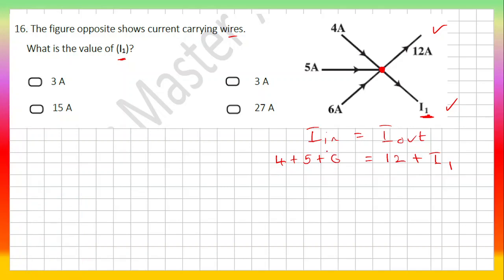Okay, so what is the sum of the currents entering the junction? If you add this, you get 15 amperes from this side. Then this side we still have 12 plus I1. So what do you add to 12 to get 15? It's 3. Or you can say 12 will cross to this side, it will be minus. So I1 will be 15 minus 12. So you end up with I1 being 3 amperes. So where is it? 3 amperes is here. Yeah, so from that, these two will be equal.